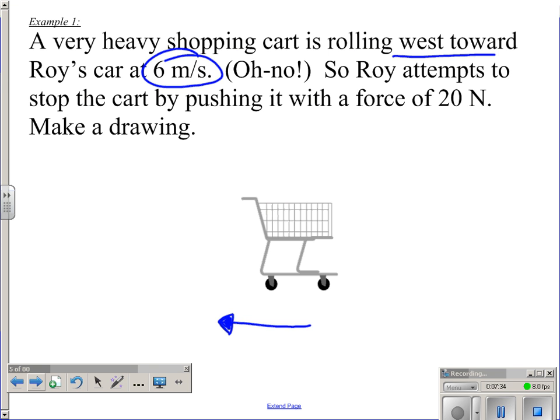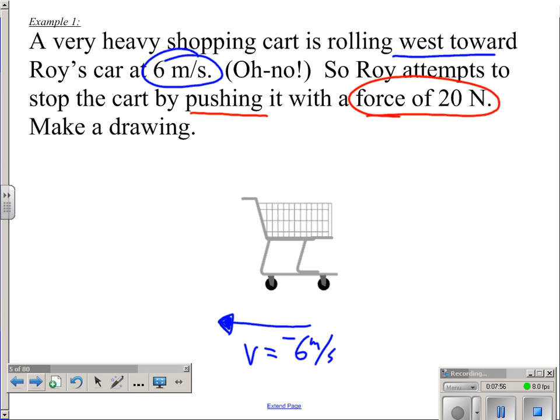And I'm going to label it velocity equals 6 meters per second. And to further emphasize the fact that it's moving west, I'm going to make it negative because west is a negative direction. All right, now there's another piece of information here too. Roy is attempting to push it with a force of 20 newtons. Okay, now since he's stopping the cart, think about which way he's going to have to push it.